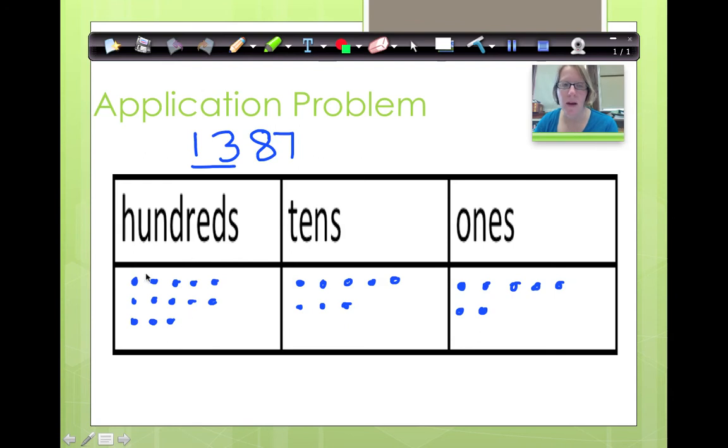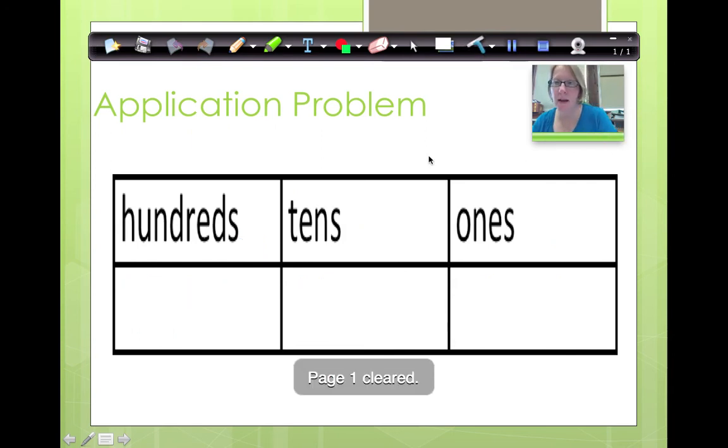So here I have 13 hundreds, 8 tens, and 7 ones, right? So we can put this here. We have 13 hundreds, 8 tens, and 7 ones. Okay, now let's put this on the number line and see which hundred we can round this to. First we need to clear it and move on to the next slide.